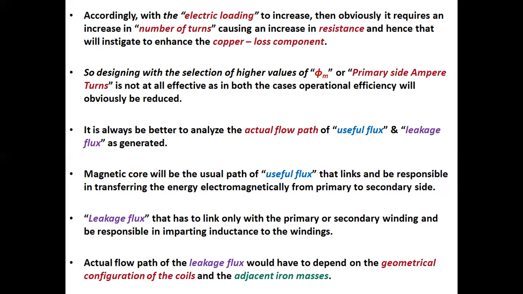It is always better to analyze the actual flow path of useful flux and leakage flux as generated. The magnetic core will be the usual path of useful flux, which links and is responsible for transferring the energy electromagnetically from primary to secondary side. Leakage flux links only with the primary or secondary winding and is responsible for imparting inductance to the windings. The actual flow path of the leakage flux depends on the geometrical configuration of the coils and the adjacent iron masses.